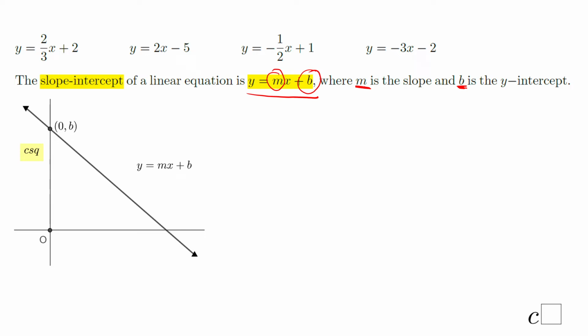Why? Because on the graphical representation, this is the y-intercept, and the slope, if you remember, is rise over run. So you can go something like this, get a second point, and sketch the line. In fact, you're going to see this in my next couple of examples.